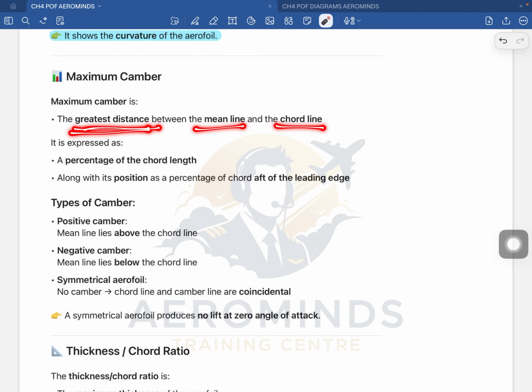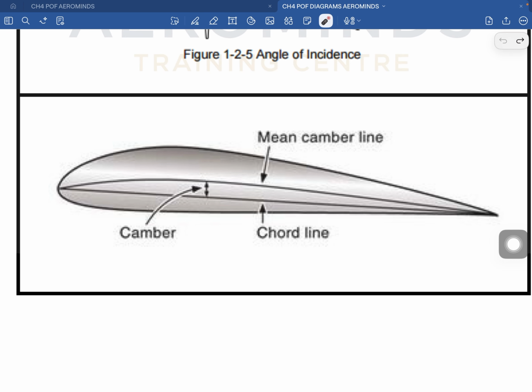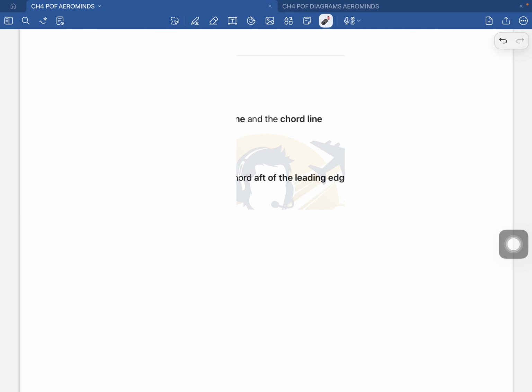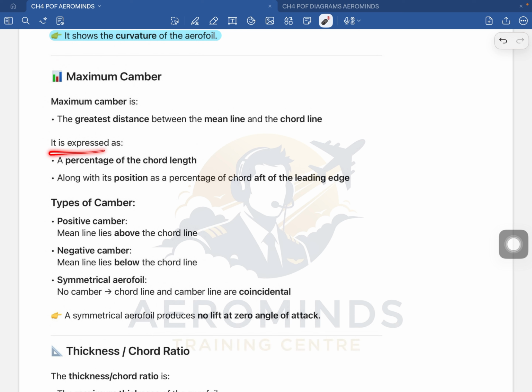Greatest distance, maximum distance. Why maximum distance? Because here is the maximum distance, here it is not, here also it is not. So somewhere in between where the distance is maximum, there only we'll measure it. So it is expressed as a percentage of the chord length. For example, if the maximum camber is around 4%, it means the maximum distance between the mean line and the chord line is 4% of the chord length.